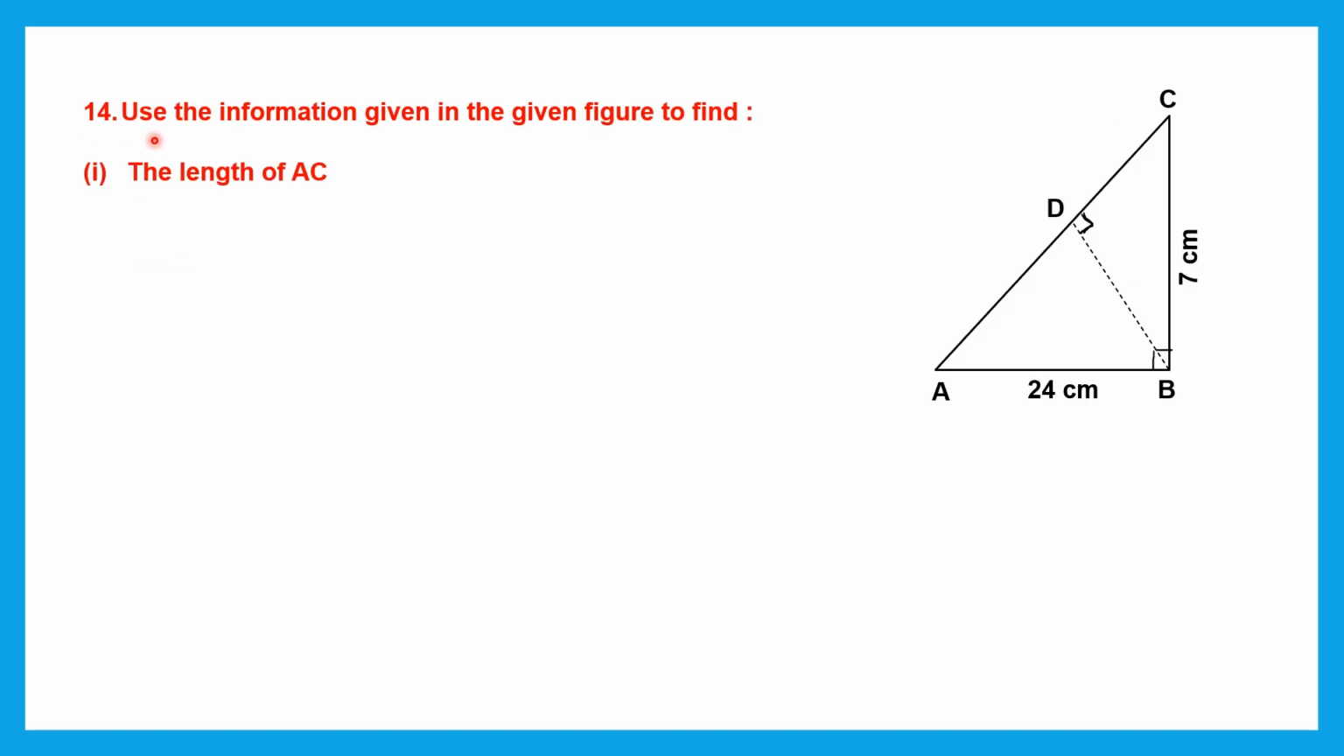Question 14. Use the information given in the given figure to find the length of AC. So we have a triangle here. Now we have to find the length of AC, that is this line. For that, what can we do? We've been given AB and BC. To find AC, we can use the Pythagoras theorem, according to which AC square is equal to AB square plus BC square. So now we have to find AC, isn't it?